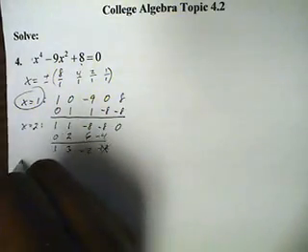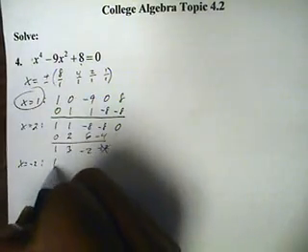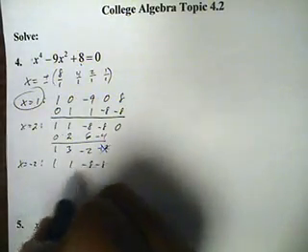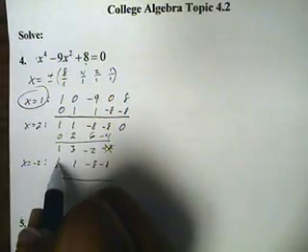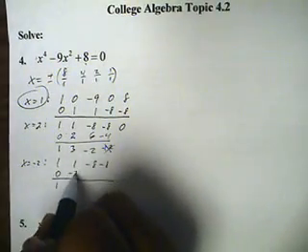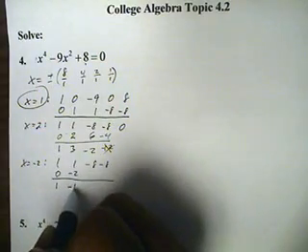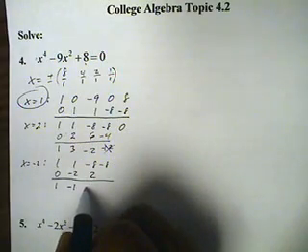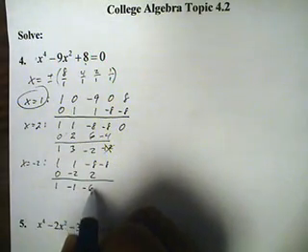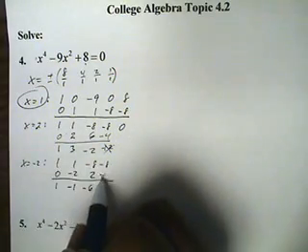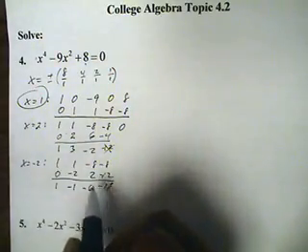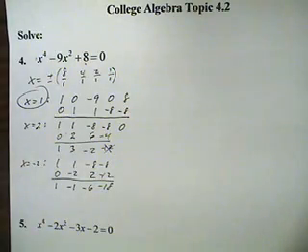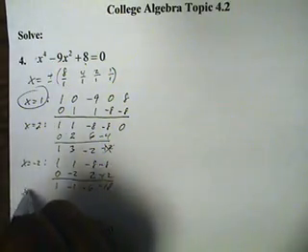Let's try negative 2. X is negative 2. So we have 1, 1, negative 8, negative 8. 1 and 0 make 1. 1 times negative 2 is negative 2. 1 and negative 2 is negative 1. Negative 1 times negative 2 is 2. 2 and negative 8 make negative 6. And negative 6 times negative 2 is 12, which makes 4. Okay, that didn't work either. Alright, let's try negative 1.